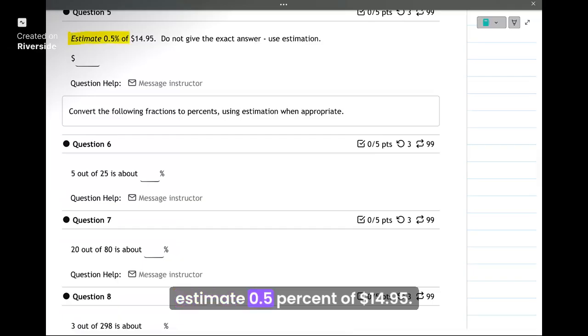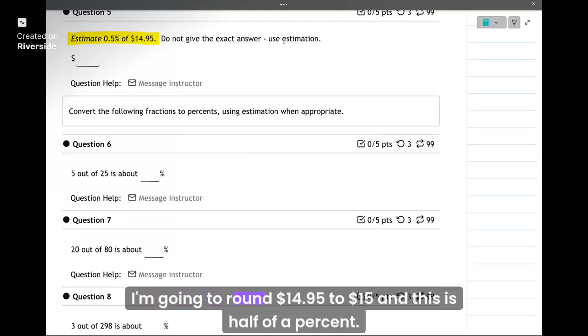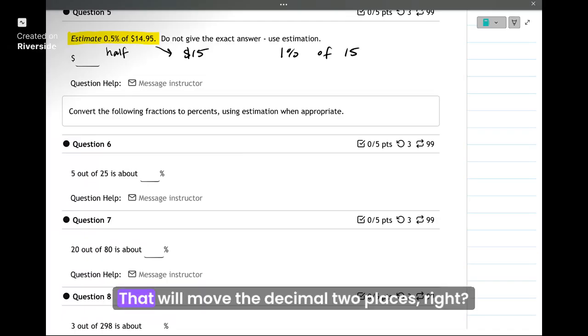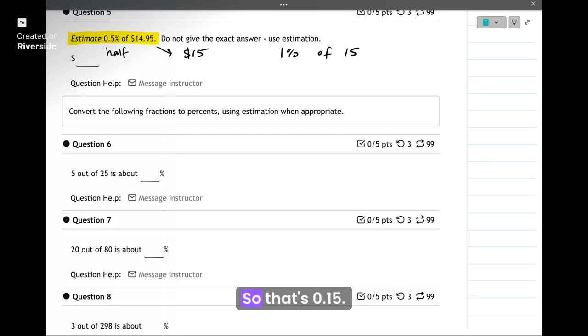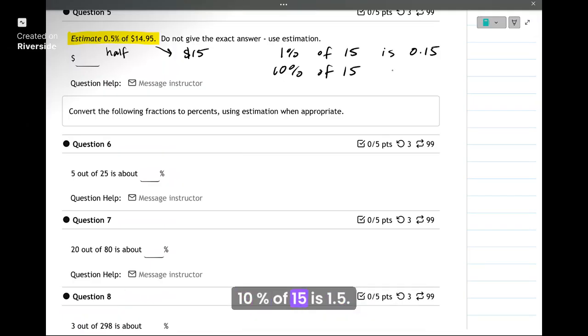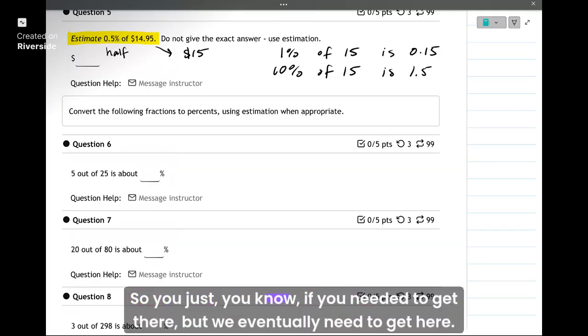Estimate 0.5% of $14.95. I'm going to round $14.95 to $15, and this is half of a percent. So what is 1% of 15? That will move the decimal 2 places, right? So that's 0.15. Or if you needed to start at 10%, you could have started there. 10% of 15 is 1.5.